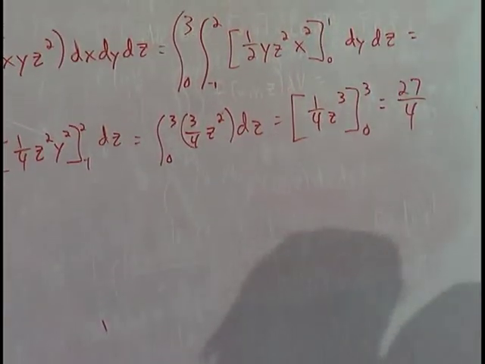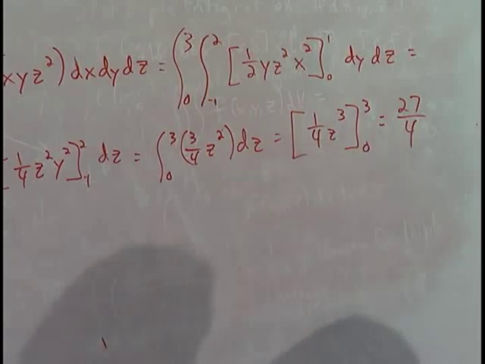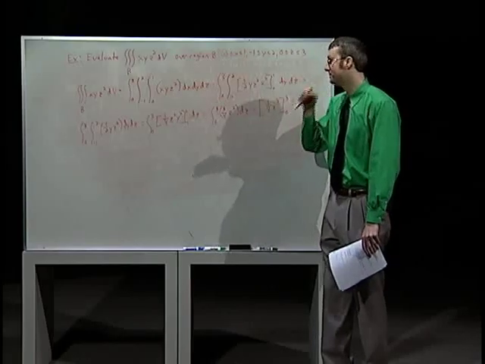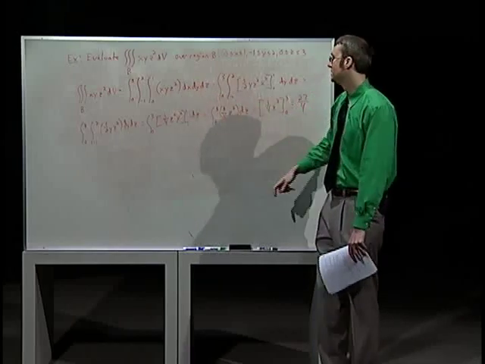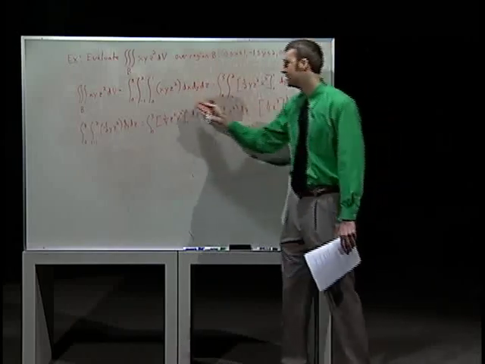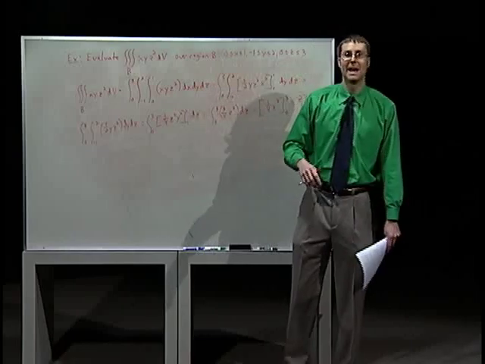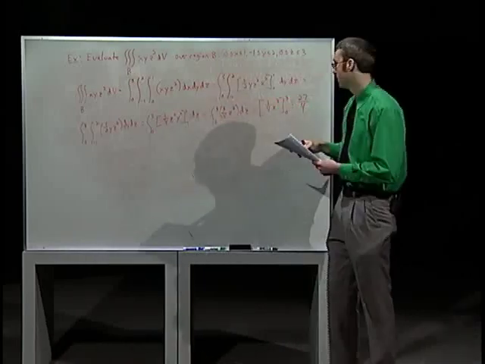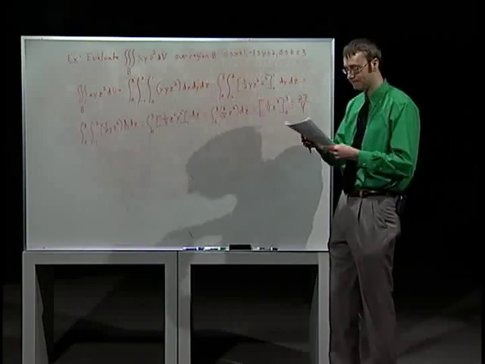So there you go. So not a whole lot to this. You could have certainly gone in any other order that you wanted to go in, but there's no reason not to go in this order. There's nothing complicated about this, but any of the other 5 orders would have also worked, and they would have all given you the same answer, 27/4, at the end of this.